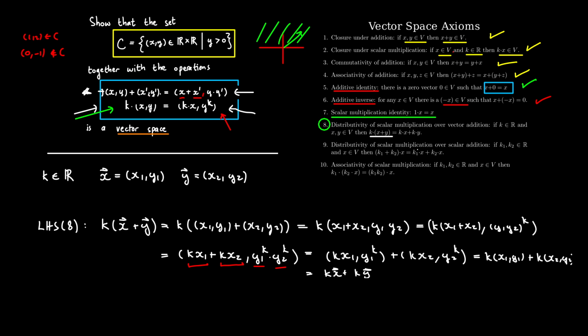And so what we've just shown is that this particular way of defining scalar multiplication up here distributes over the vector addition according to this axiom. And so in other words, this particular addition and scalar multiplication satisfy the distributivity of scalar multiplication over vector addition.